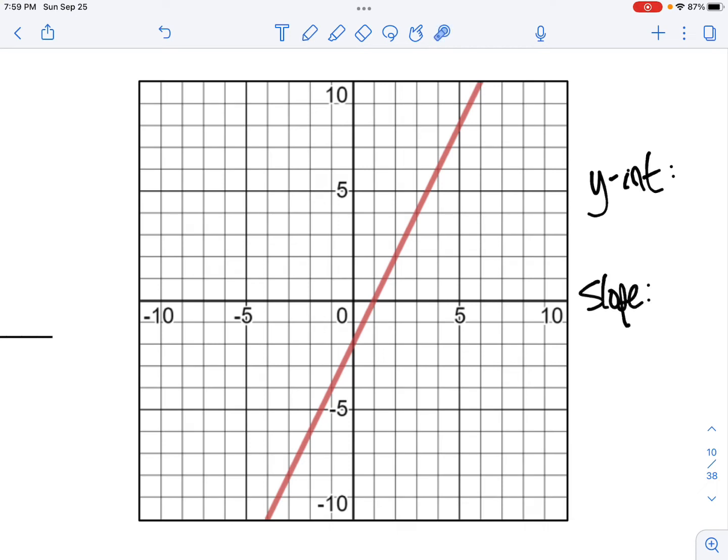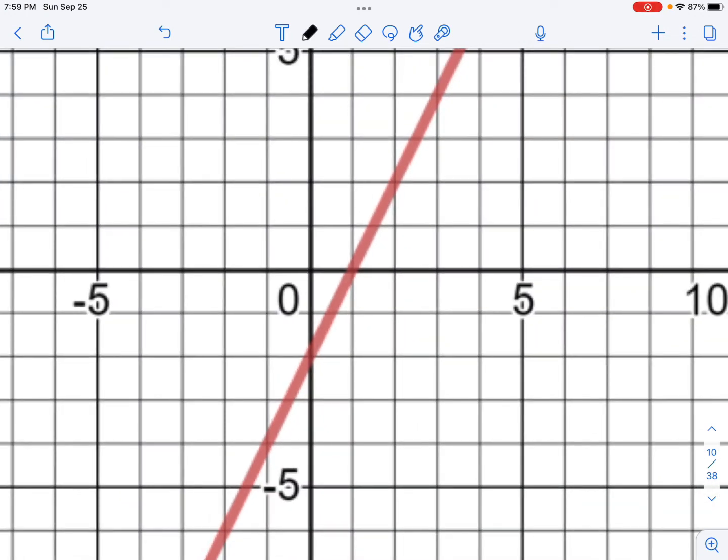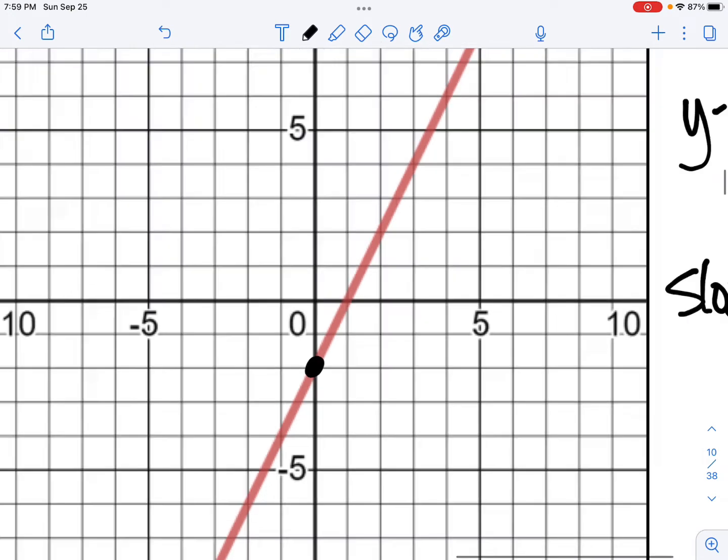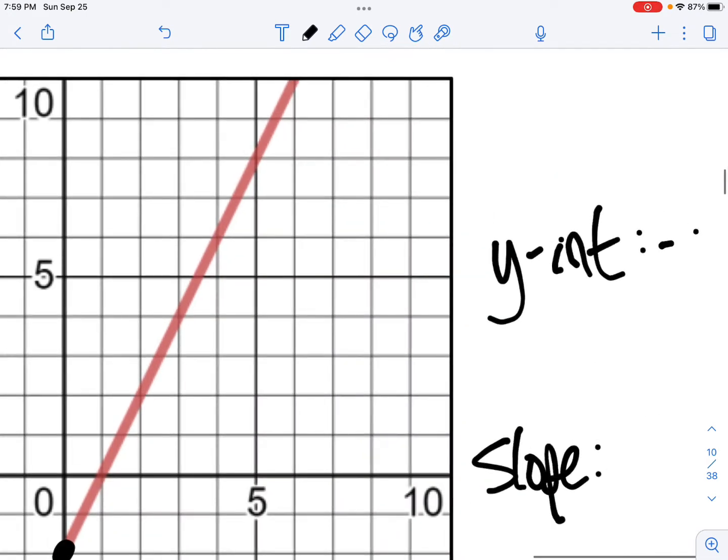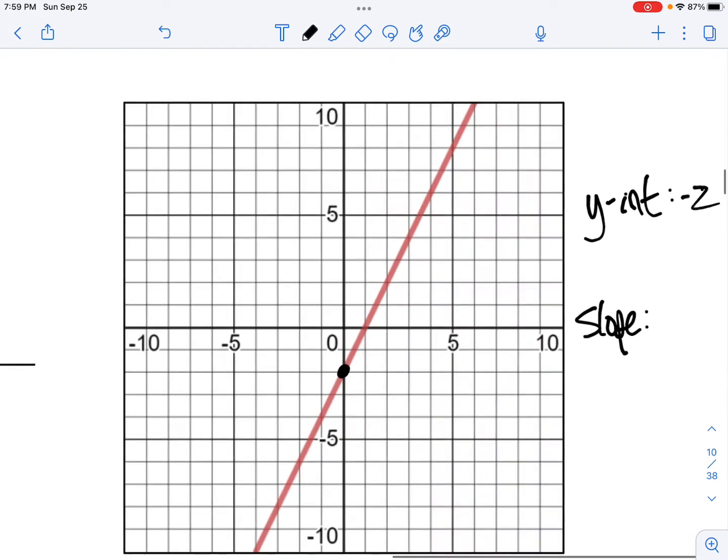And so the y-intercept, remember, it's called a y-intercept for a reason, right? This is the y-axis. So I need to figure out where my red line touches my y-axis, which is right here. I'm going to put a dot there. That is my y-intercept. It happens to be negative 2. So that point right here on the y-axis where the line touches the y-axis is negative 2.